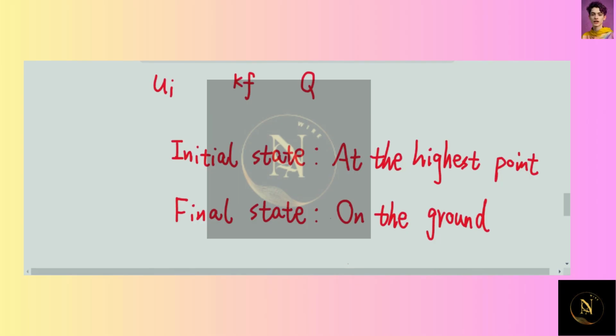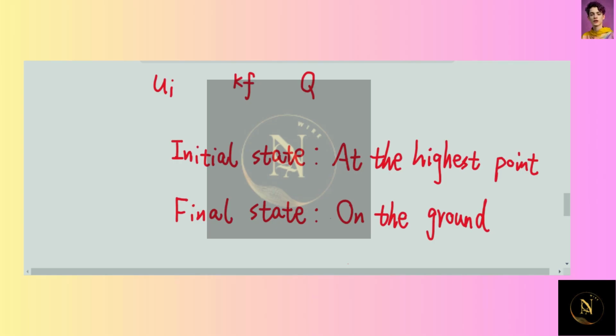So the initial state I pick is at the highest point. At the highest point, the medicine ball had the maximum potential energy. And the final state I pick is on the ground. On the ground, there's no potential energy, so the potential energy becomes 0. And most of the potential energy was converted to the final kinetic energy here.